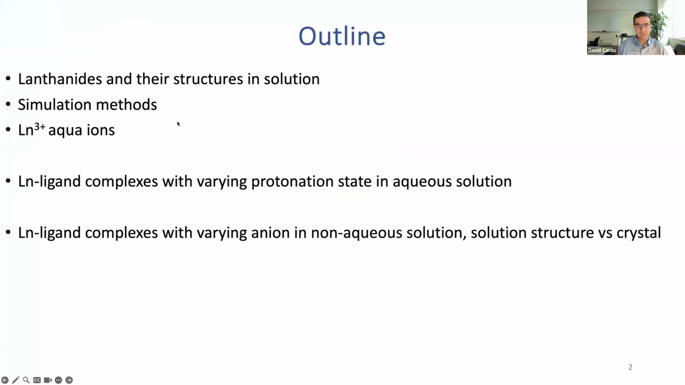So I'll first talk a little bit about the lanthanides and why we care about their structures in solution, and then about the simulation methods we use and some initial results with the lanthanide aqua ions. Then we'll have a break and I'll talk about lanthanide-ligand complexes in different protonation states in aqueous solution. Then another break, and the lanthanide-ligand complexes in non-aqueous solutions.